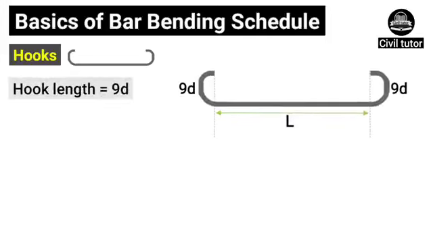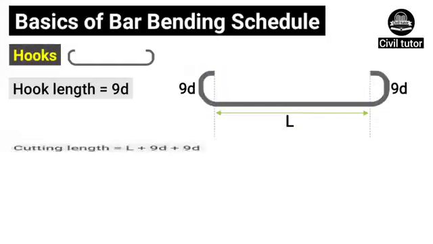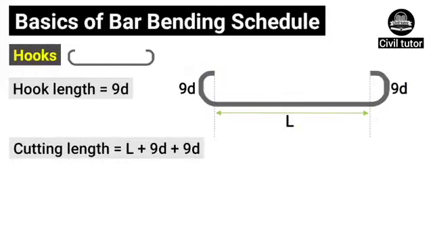The length of hook is calculated by using the formula 9 times d, while d is the diameter of bar. For example, if we have a bar of length L and the bar is provided with two hooks on either end, the cutting length of this bar will be equal to the length of bar, that is L, plus hook length on either end, which will be 9d plus 9d.